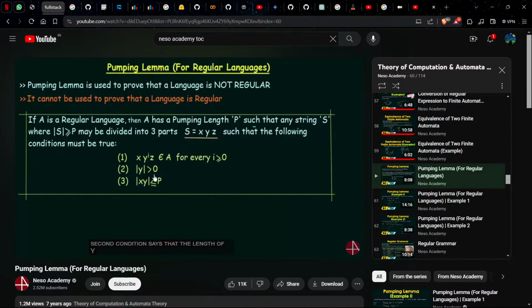Alright, and the second condition says that the length of Y should be greater than 0, and the third condition says that the length of X and Y together must be less than or equal to P, which is the pumping length. So for the language to be regular, these three conditions must be true. So this is what we get from the pumping lemma.